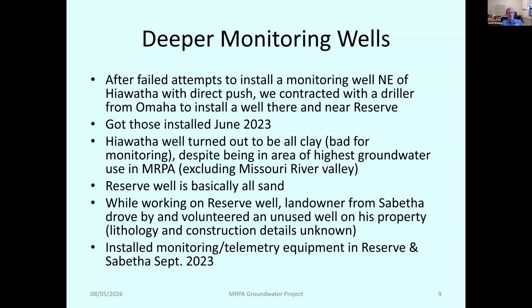So we contracted with a driller from Omaha to install a well northeast of Hiawatha and then up to the north near Reserve. We got those installed in June of 23, but the Hiawatha well turned out to be all clay, which is not a good situation for monitoring. So that it's all clay despite being in the area of highest groundwater use in the region, excluding the river valley. And then the Reserve well is basically all sand. So it's a good monitoring well. While my colleagues were working on installing the Reserve well, a landowner from Sabetha drove by and volunteered an unused well on his property. And so we installed monitoring and telemetry equipment there as well.